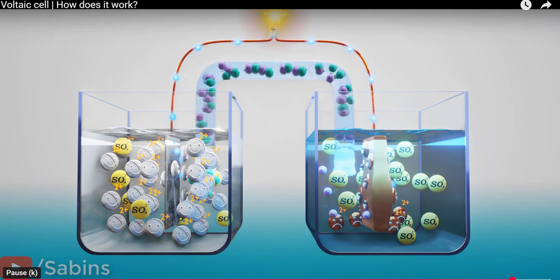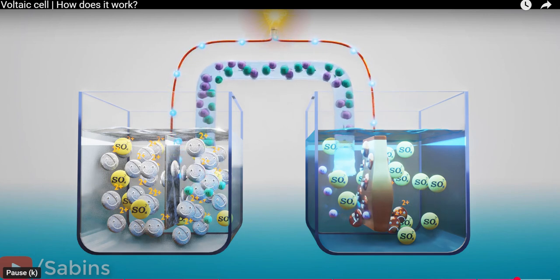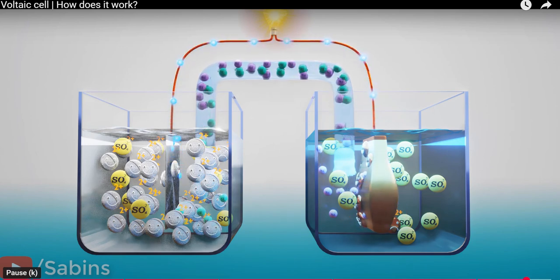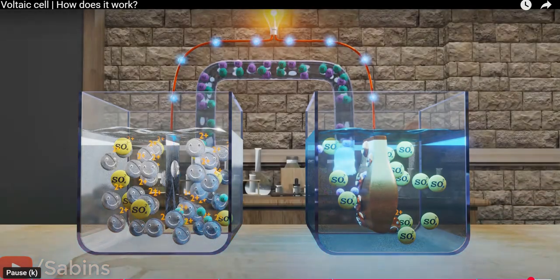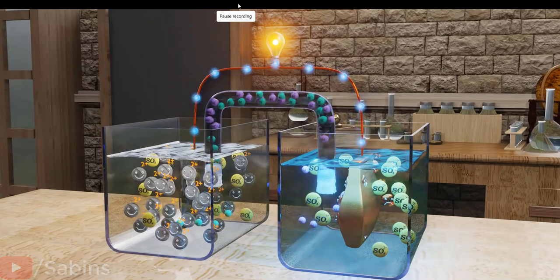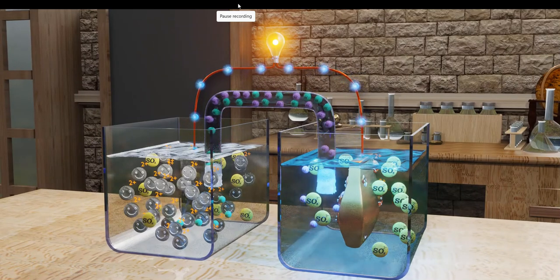The galvanic cell will continue its operation until the zinc is completely depleted or the ions in the salt bridge have been completely exhausted. We hope you have enjoyed this video and that it gave you a clearer understanding of what a voltaic cell is and how it works.